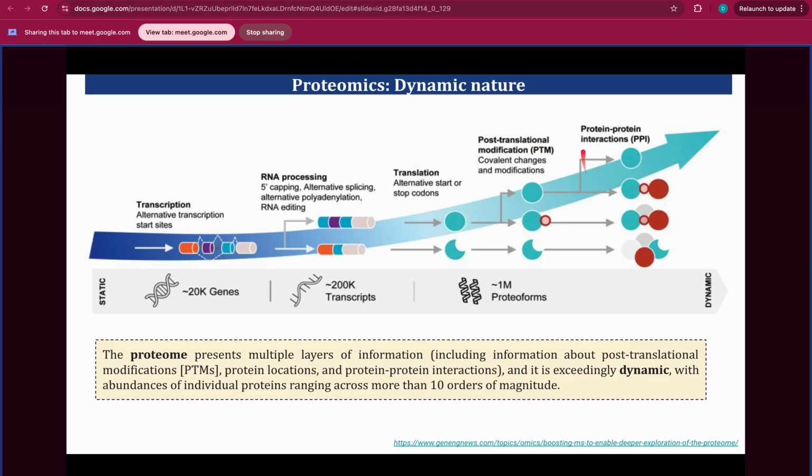And ultimately the next step is protein-protein interactions. A protein can interact with different partners in different environments. It depends on which other proteins are present, so the interactions and the nature of that protein will be different. These are all contributing factors to the dynamic nature of the proteins.